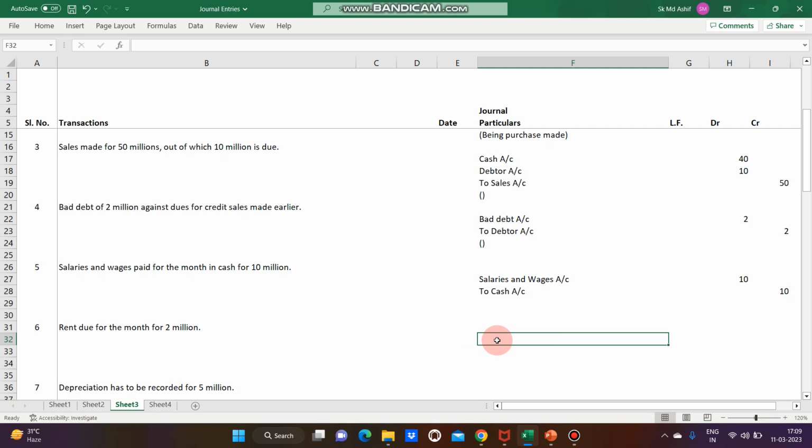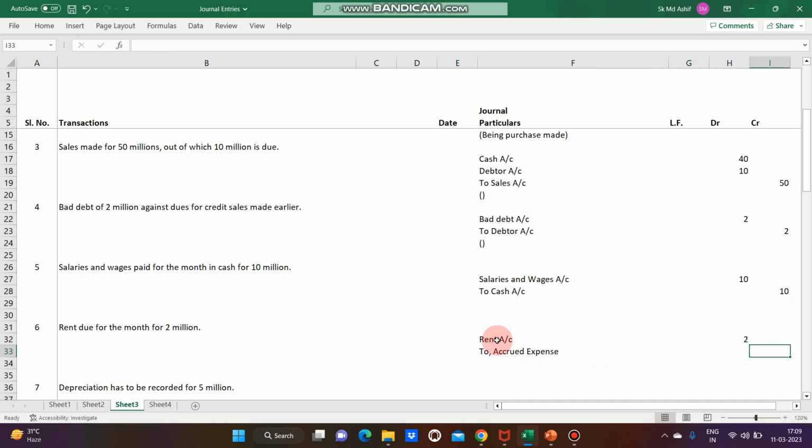So the next transaction here is rent due for the month for 2 million. The rent will have to be booked because the month is already closed. The rent will be due after, let's say, 2 months, which falls in the next year. So here rent, being an expense, and there's an increase in expense, will be debited, and credit will go to accrued expense. So this is an example of the accrual entry that was explained in the types of journal entries.